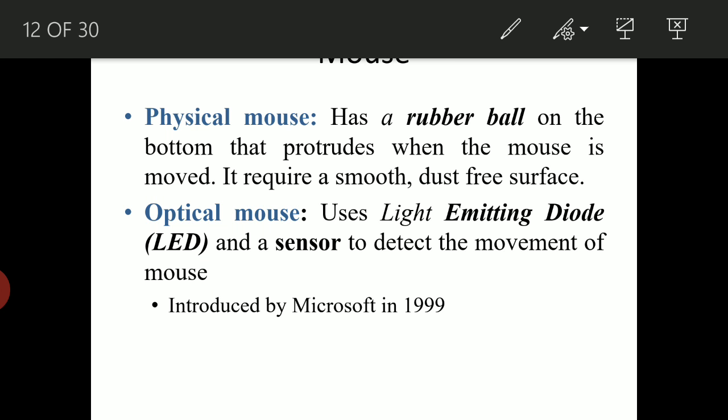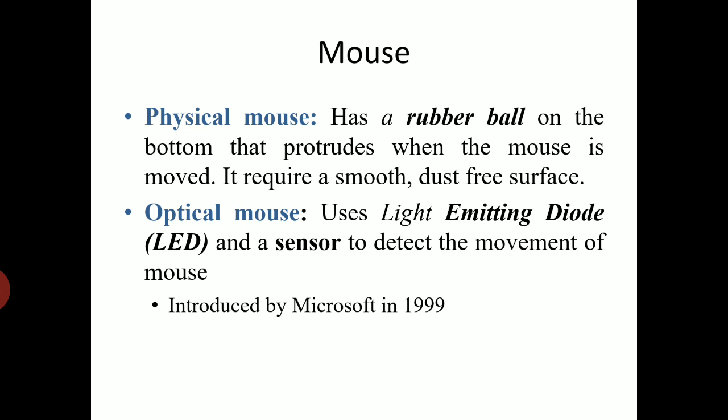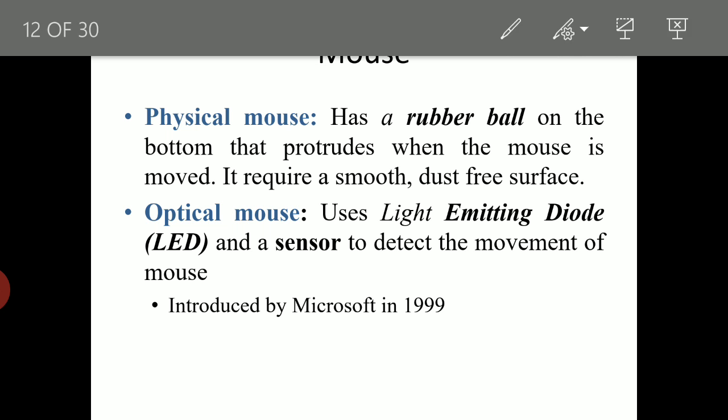So what is the difference between physical mouse and optical mouse? Physical mouse is nowadays very rarely used. Physical mouse usually has a rubber ball at the bottom, below the mouse. That's a rubber ball. And we use a mouse pad, and the surface should be much cleaner. Some restrictions are there when we use physical mouse.